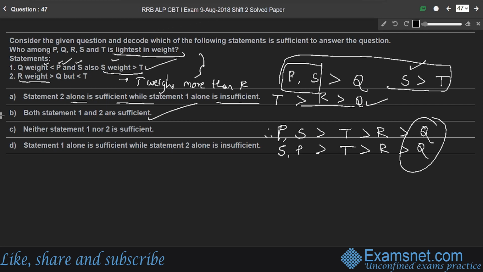Both statement 1 and 2 are sufficient to answer. So, who is the lightest person? So, lightest in weight. Therefore, option B is the right answer.